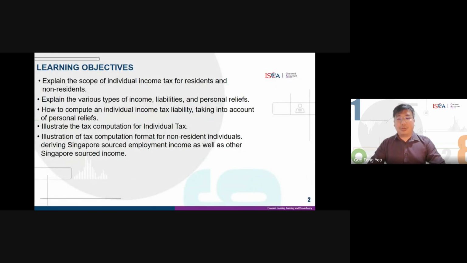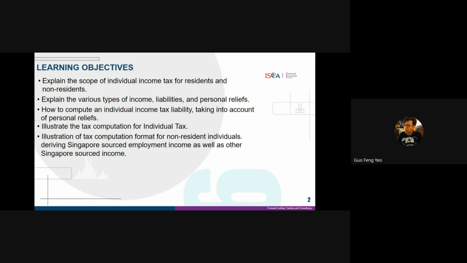Before we go through the webinar, it will be good to look at the learning objectives. The learning objectives should serve as a signpost to assist you in your revision, as well as to understand what is the focus of this topic. So the learning objectives for today are as follows.